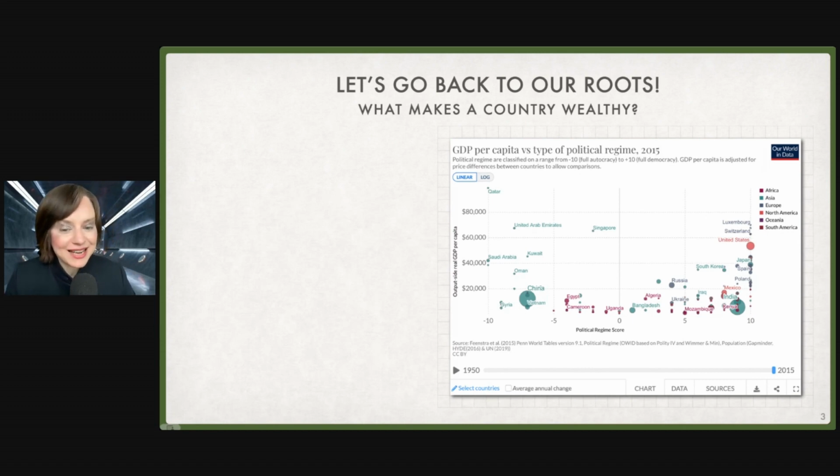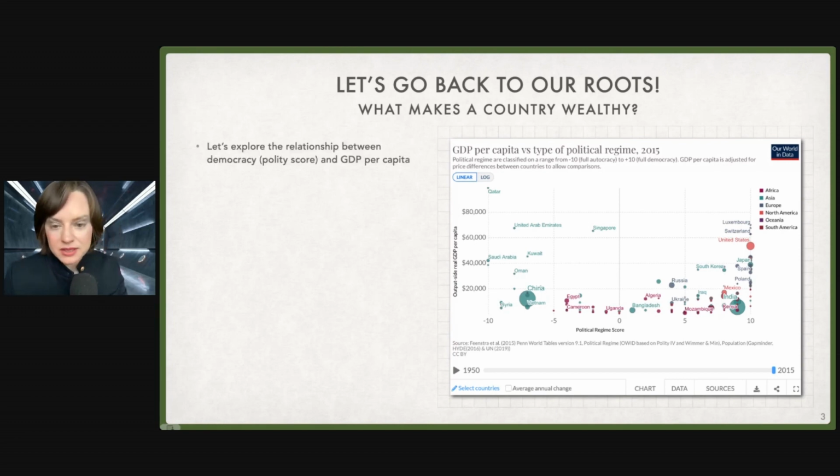On our x-axis, we have something called the political regime score. This is from a data set called the Polity 4 data set. There's now a Polity 5 out, so hold on to your horses. It's a measure of political regime score. So a score of 10, according to this measure, is a fully democratic country, and a score of -10 is a not at all democratic or fully authoritarian or autocratic country. So let's explore the relationship between democracy, our polity score, and GDP per capita.